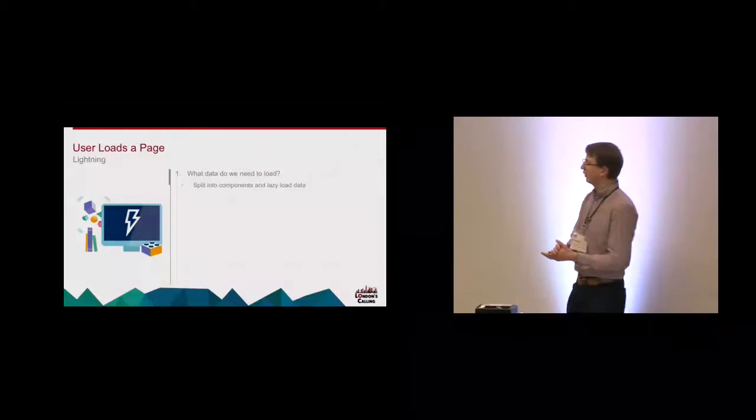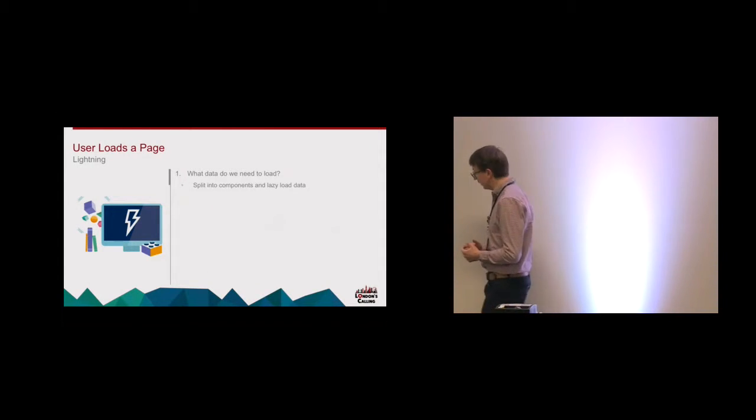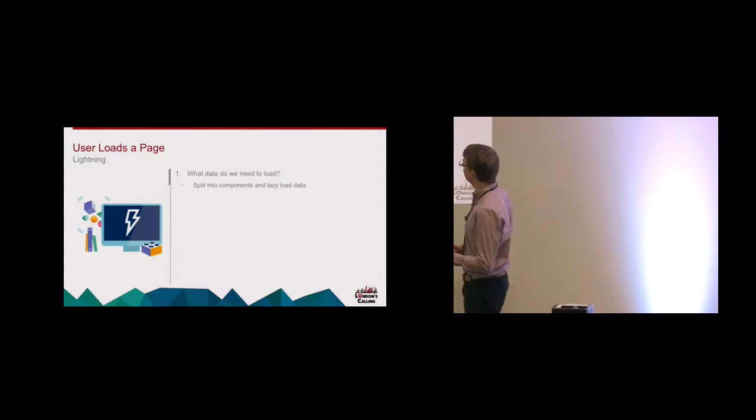So on to Lightning. First thing you should ask when you are doing a Lightning component and writing code is, what data do I need to load? When do I need that data? Can I not get that data now, please? Okay? When you're using component frameworks, a lot of these things aren't going to have data they're going to need until the last moment. Okay?